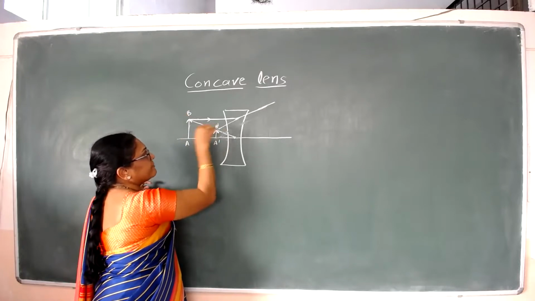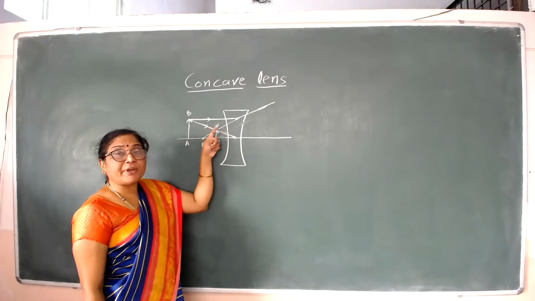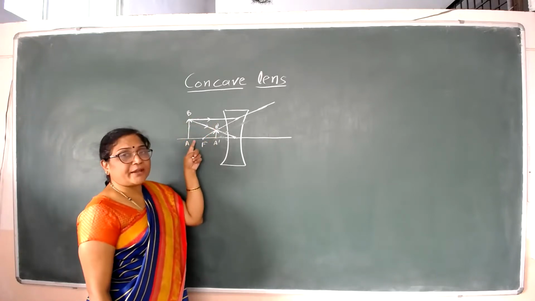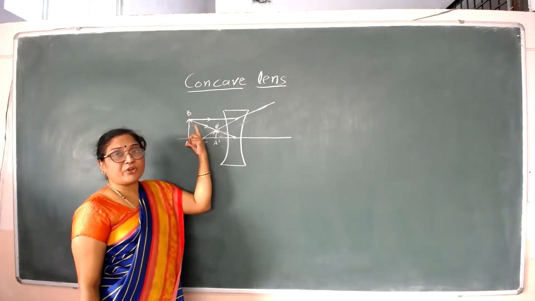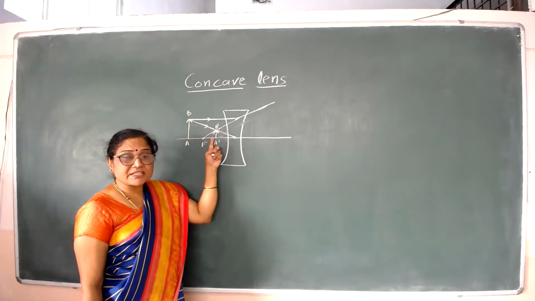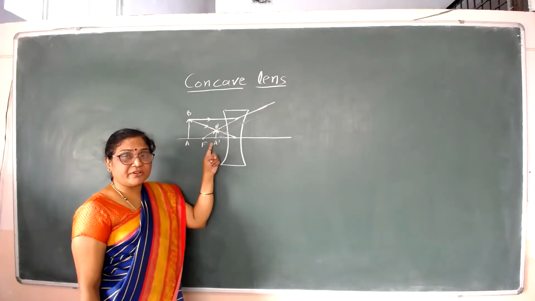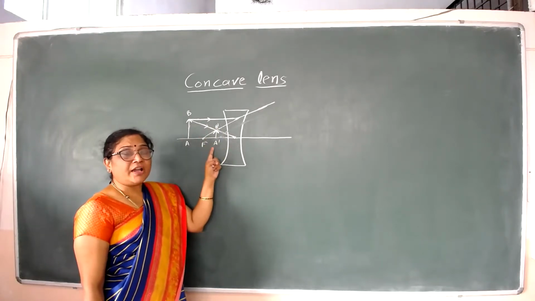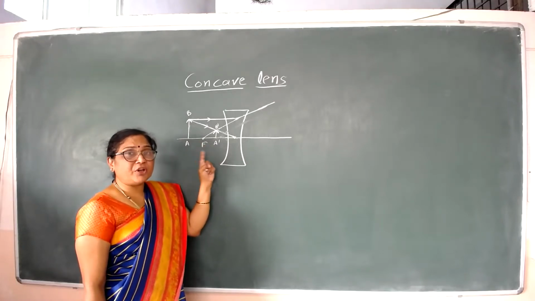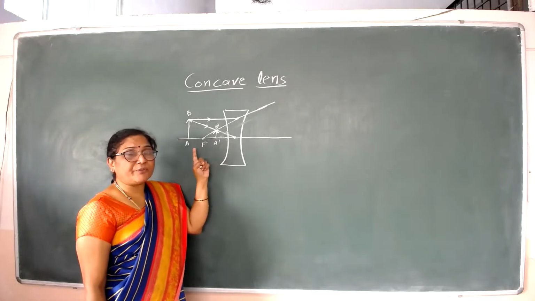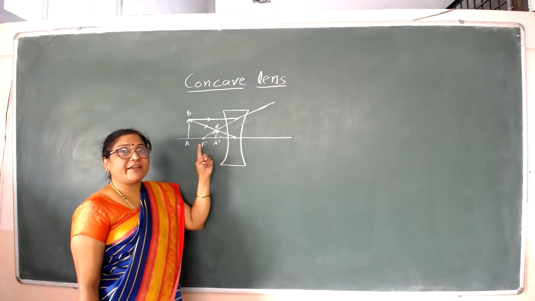Suppose this is A dash B dash. The height of A dash B dash as compared to AB is very small. This image is known as a diminished image. If the height of the image is small as compared to the height of the object, it is known as diminished. If the height of the image is larger, then that image is known as an enlarged image.